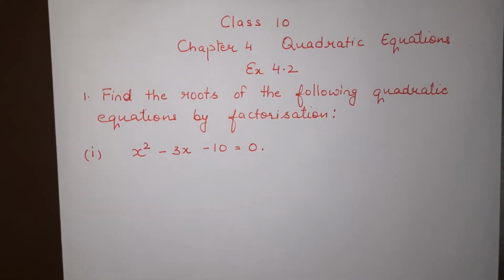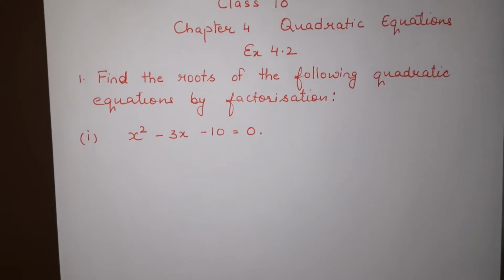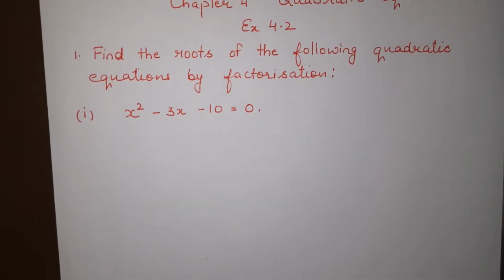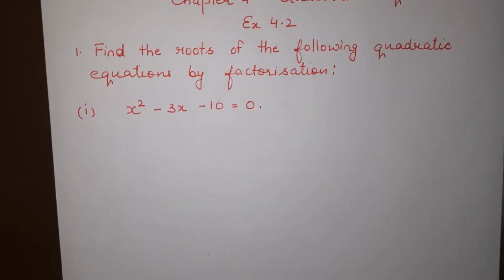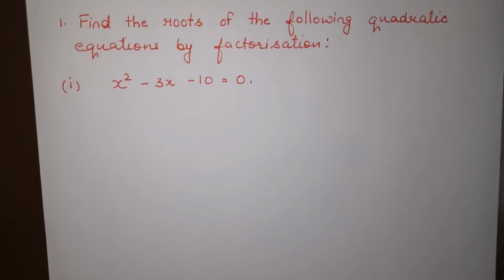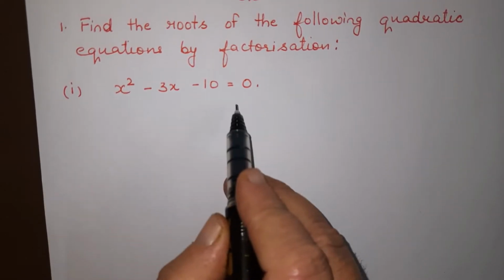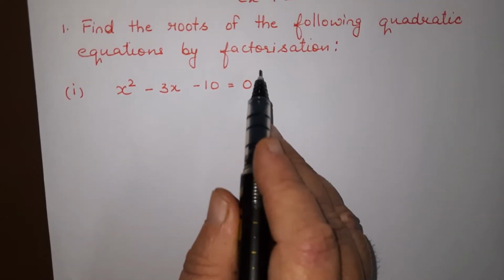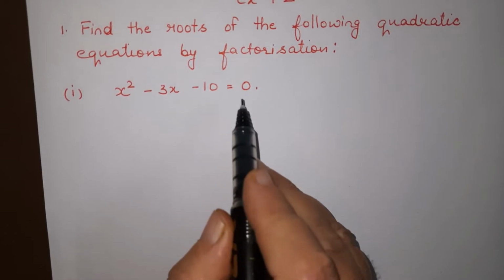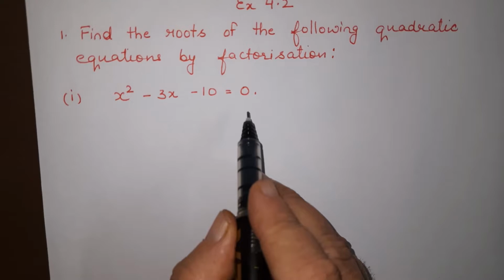Hello everyone, today we will do class 10th chapter 4 quadratic equations, exercise 4.2 question number 1. Find the roots of the following quadratic equations by factorization. Now we have to find the roots, that is, we have to solve this quadratic equation by the method of factorization. This method is also known as factorization by splitting the middle term.